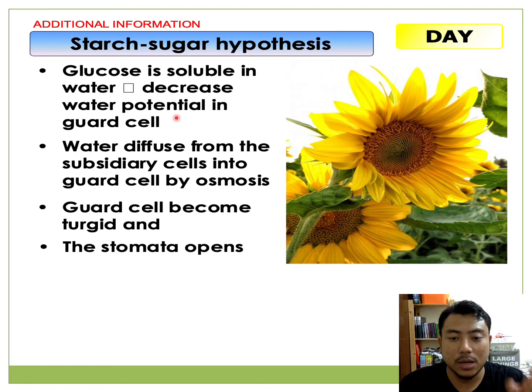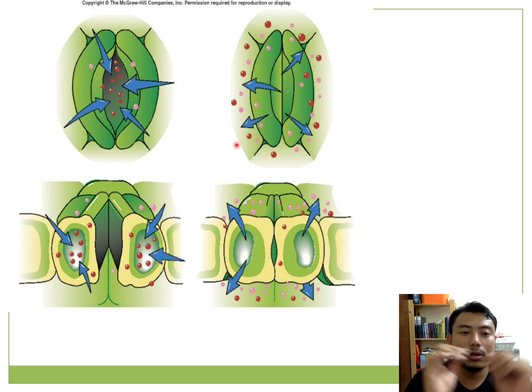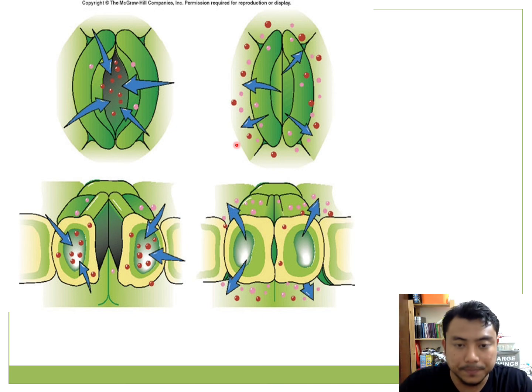It's logical. Starch is converted to glucose, glucose dissolves in water, so what happens to the liquid? It becomes more concentrated. So water will diffuse from the subsidiary cells into the guard cell by osmosis. The guard cells become turgid and the stomata will open. So this is what the picture looks like. The basic concept is the same. When water enters, the cell will swell, curve or bend outwards, and it will cause the stomata to open.